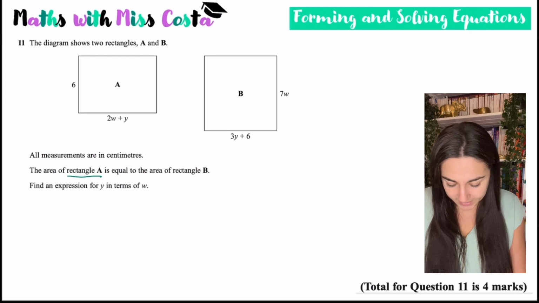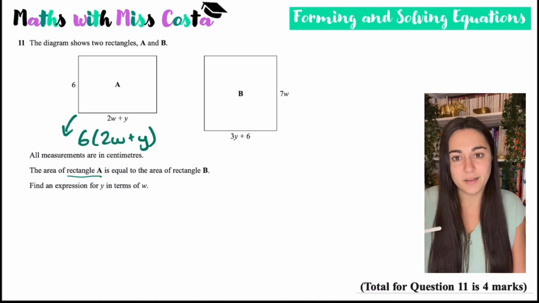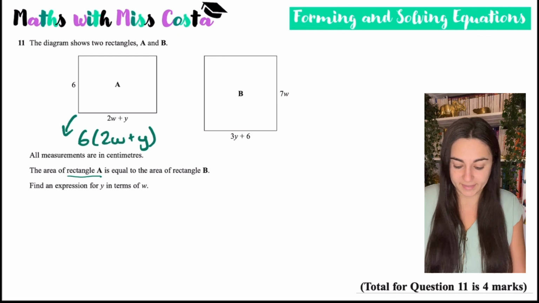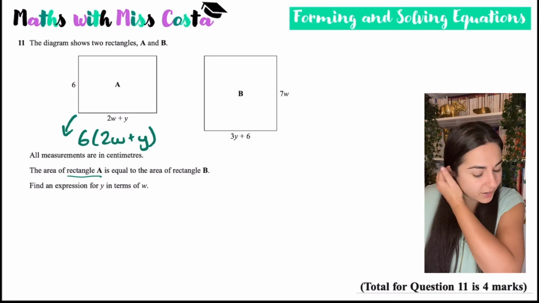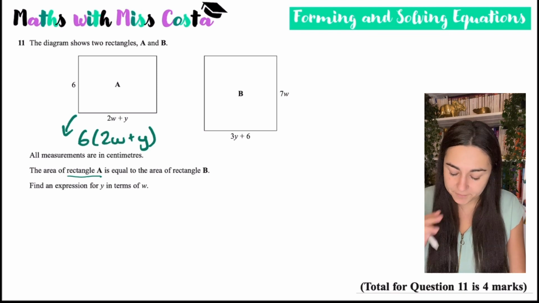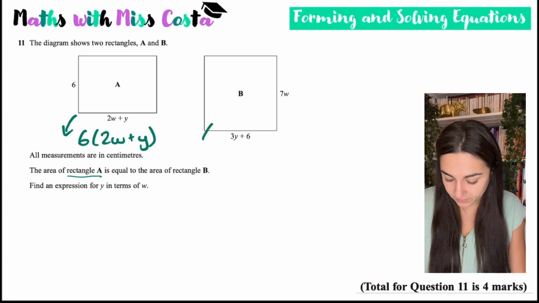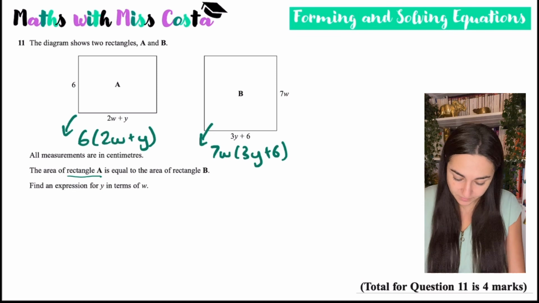So rectangle A is going to be 6 brackets 2w plus y. When there are 2 terms for a length, we just put them inside a bracket. And when we've got a bracket, all that means is that everything inside of the bracket is being multiplied by what's outside of the bracket. So that's why we put the brackets in. And for the area of B, we do 7w times by 3y plus 6. Remember, the bracket implies the multiplication.